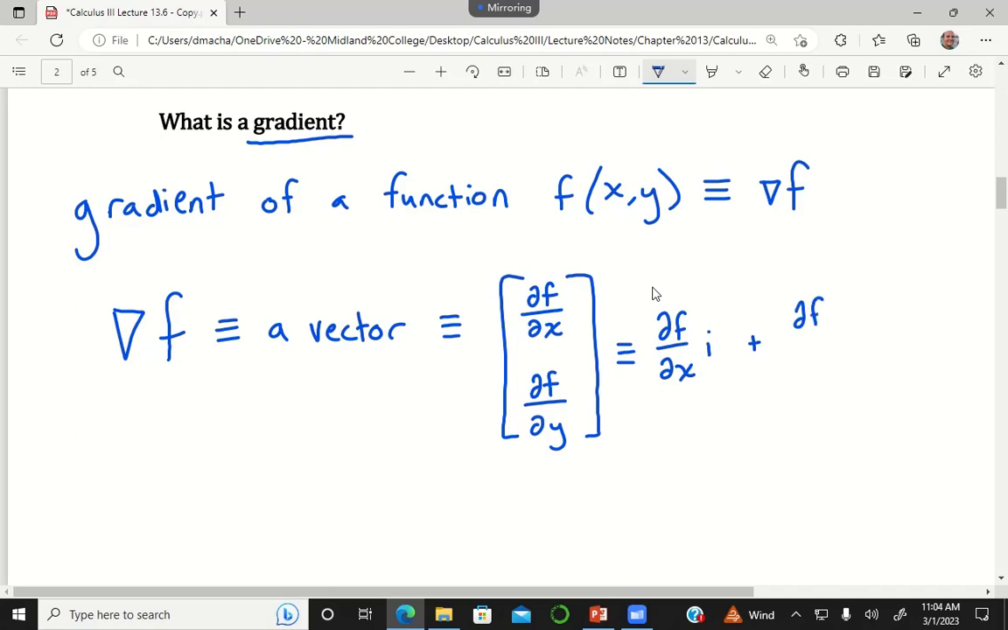So if you already know how to take partial derivatives, then there's really nothing crazy about a gradient, right? A gradient's just a vector whose entries are the partial derivatives.